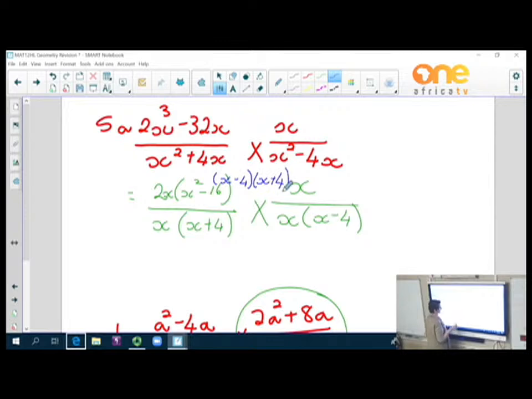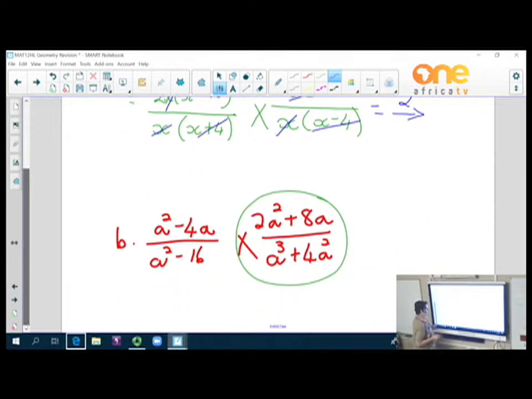And now you can cancel. So the x and the x will cancel. This one and this one will cancel. This x and this x will cancel. So I have 2. And this x plus 4 and x plus 4 can also cancel. So that is my solution 2 for that one.